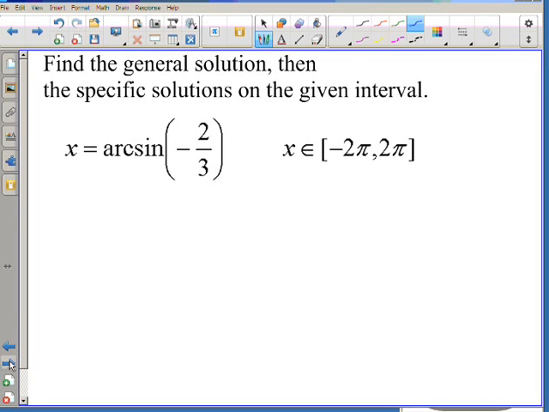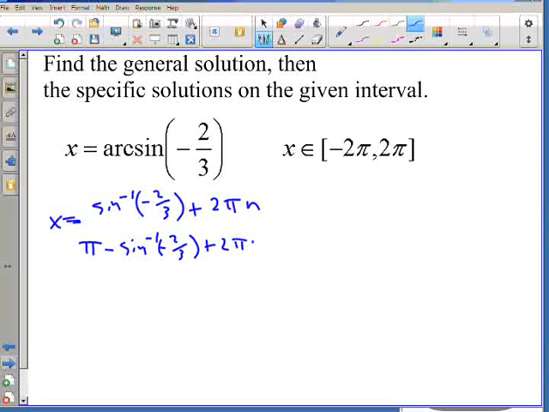Okay, hopefully you were able to get the problem answered or found a situation where you're not sure what to do, and we can fill in some blanks for you. All right, well, we're already set up to just write our general solution, the inverse sine of negative 2/3 plus, in this case, 2 pi n, and pi minus the inverse sine of negative 2/3 plus 2 pi n. Remember that it's not 180 degrees. It's pi radians, same distance, just different units of measure.